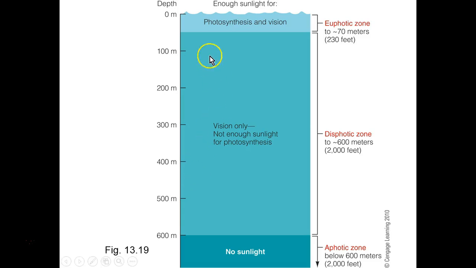Okay, now in this image here, we're looking at a column of water, and we're seeing that we have the euphotic zone up here, we have the dysphotic zone here, and then we have the aphotic zone. So notice that the euphotic zone is only in the upper surface of the water. Therefore, organisms that are photosynthetic need to stay in that area.